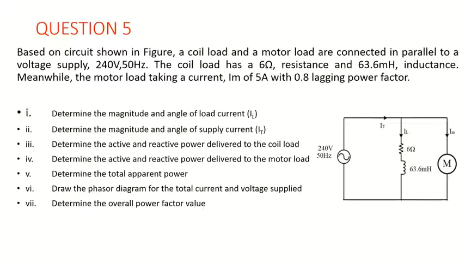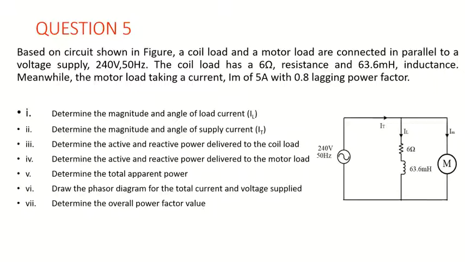If you refer to this circuit, you have a coil load here, and a motor load, this one with the M symbol. These two components are connected in parallel with your supply voltage, 240 volt with 50 hertz frequency.